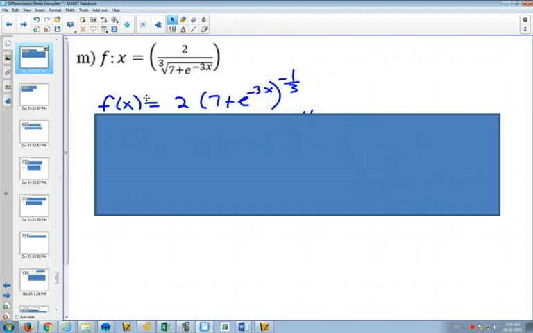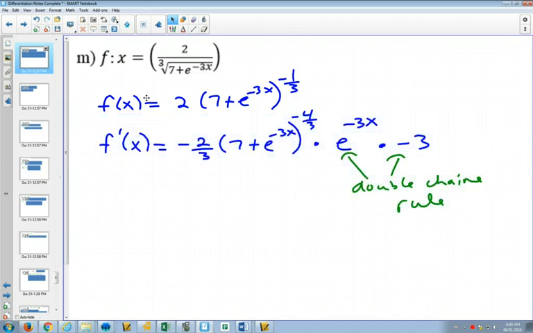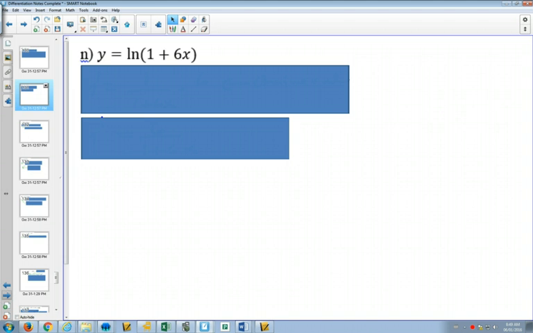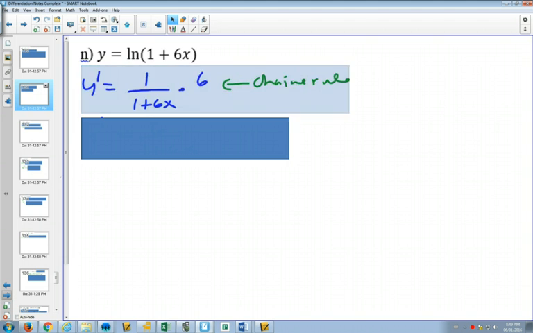So first of all, on this one, we need to change that radical to an exponent, and then we've got a double chain rule. For n, this is going to be a chain rule again. You hit the natural log first, so that's going to be 1 over. And then the derivative of the inside is just 6, if you wanted to simplify that.